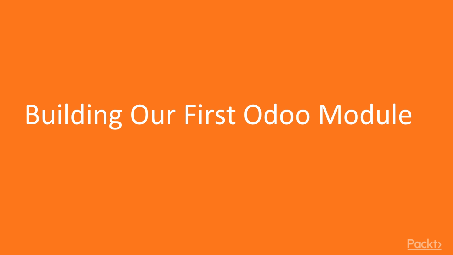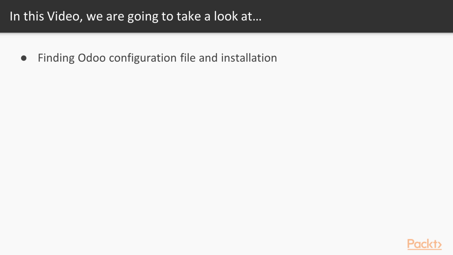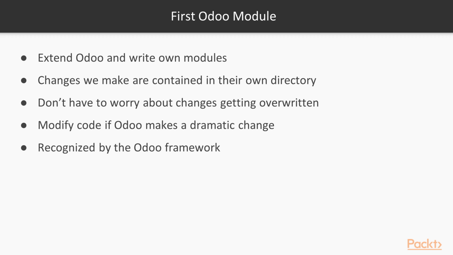Now we move on to the first video of this section that deals with building of our first Odoo module. In this video, we will learn how to find your Odoo configuration file and installation. One of the best features of the Odoo framework is that we can extend Odoo and write our own modules without having to modify any of the Odoo source code. Instead, the changes we make are all contained in their own directory and within their own files.